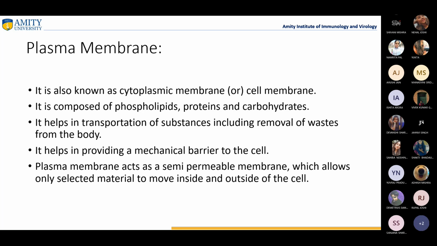cell membrane. It is composed of phospholipids, proteins, and carbohydrates. It helps in the transportation of substances and also the removal of waste from the body. It also provides a mechanical barrier to the cell, right? It acts as a semi-permeable membrane, which allows the movement of selected materials to the inside and outside of the cell. So that is why it is known as a semi-permeable membrane.